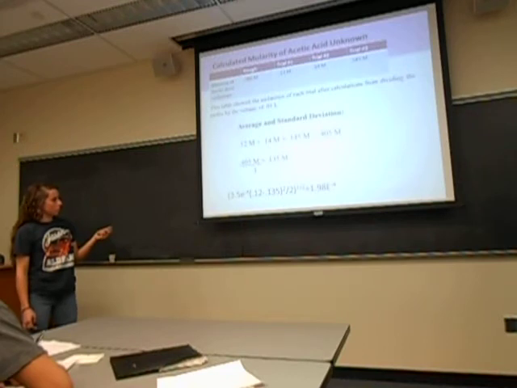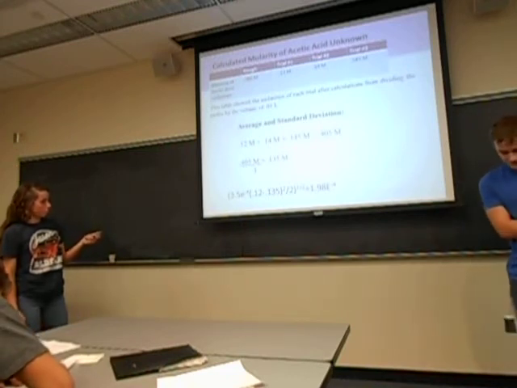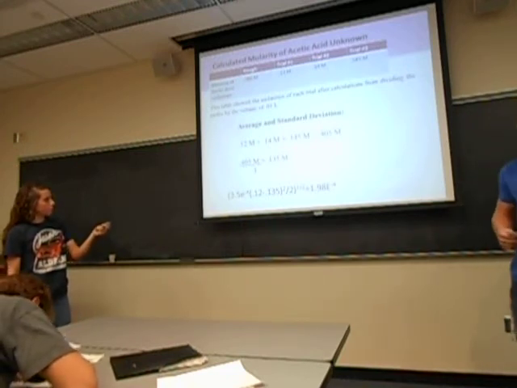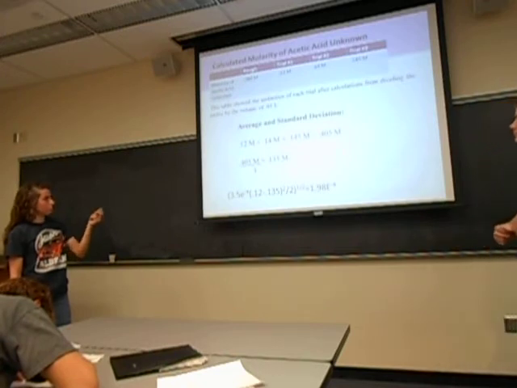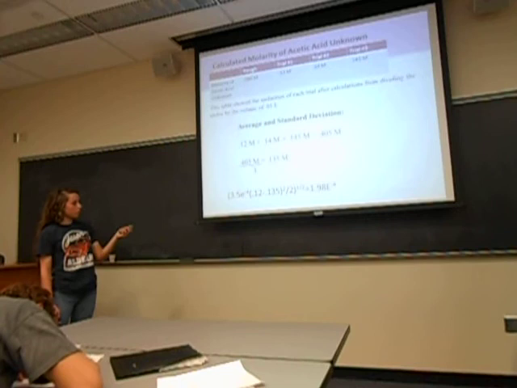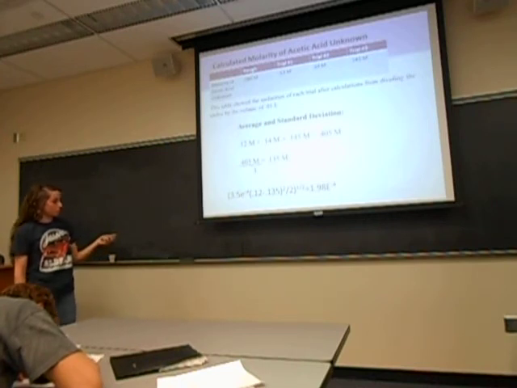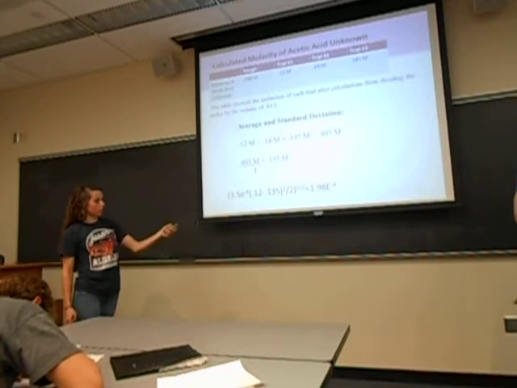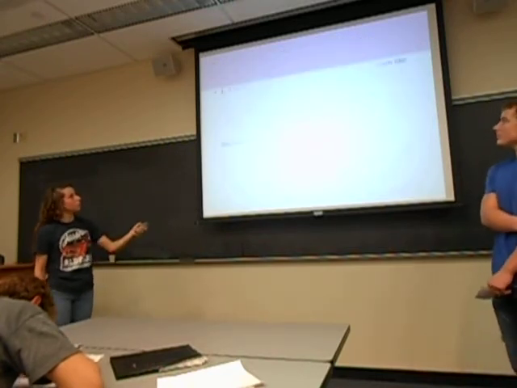For the average and the standard deviation, we just took the average molarity for all 3 trials instead of the rough. We got our average molarity to be 1.3, and then the standard deviation is 1.98 times 10 to the negative 4.